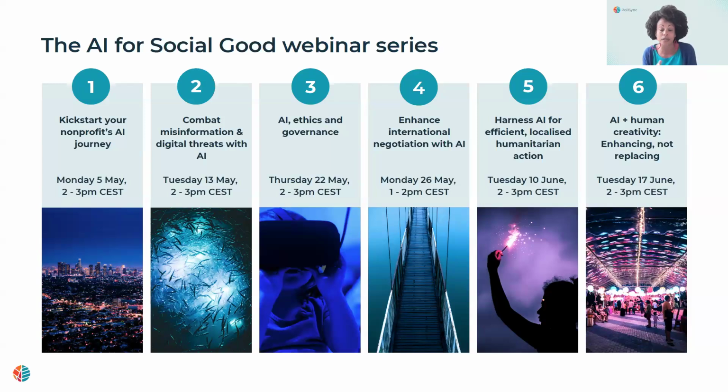What topics are important to know, actually, if you're working in the nonprofit space? So we've got everything from digital threats, misinformation, ethics, governance, in addition to how do you use AI in specific areas of work. So namely humanitarian action, international negotiation. And then at the end, so this is June 17th, we're going to be diving into the question that is burning in everybody's minds sort of at the back about AI, which is how do we use it to enhance our capacities rather than replace us?